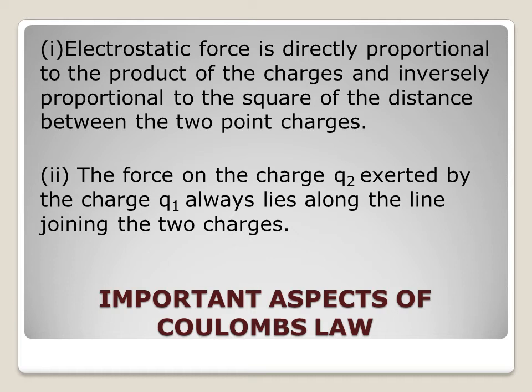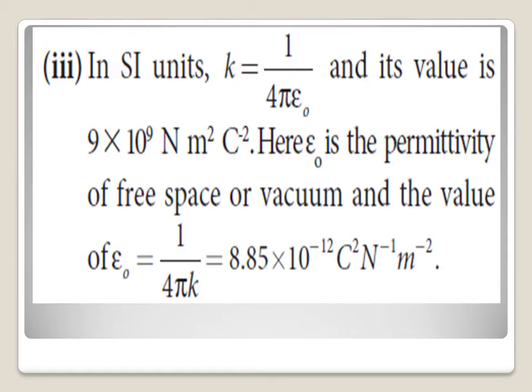The first one says electrostatic force is directly proportional to the product of the charges and inversely proportional to the square of the distance between the 2 point charges. I repeat, electrostatic force is directly proportional to the product of the charges, that is Q1 and Q2, and inversely proportional to the square of the distance between the 2 point charges, that is r. The second aspect is the force on the charge Q2 exerted by the charge Q1 always lies along the line joining the two charges.